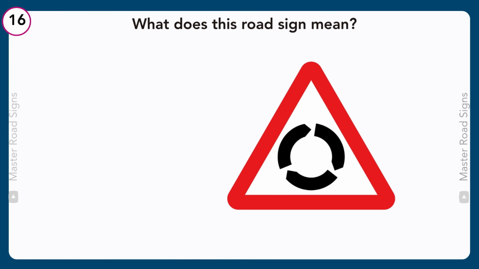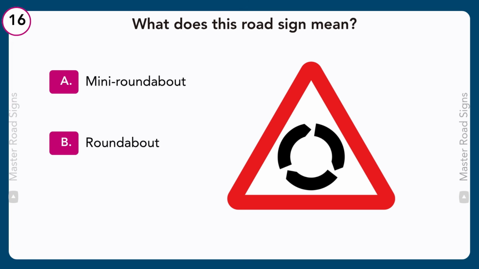What does this road sign mean? Option A, mini roundabout. Option B, roundabout. Option C, U-turn.